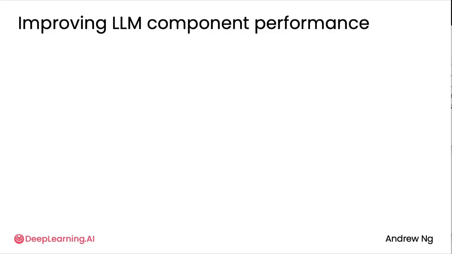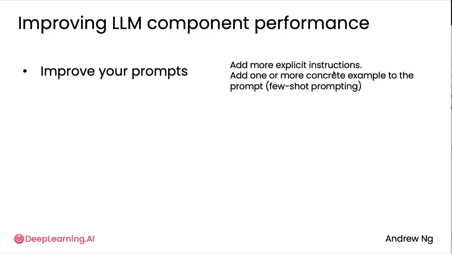For an LLM-based component, here are some options you might consider. One would be to try to improve your prompts. So maybe try to add more explicit instructions. Or if you know what few-shot prompting is, that refers to adding one or more concrete examples of an input and a desired output. And so few-shot prompting, which you can learn about from some DeepLearning.AI short courses as well, is a technique that can give your LLM some examples to hopefully help it write better performing outputs.